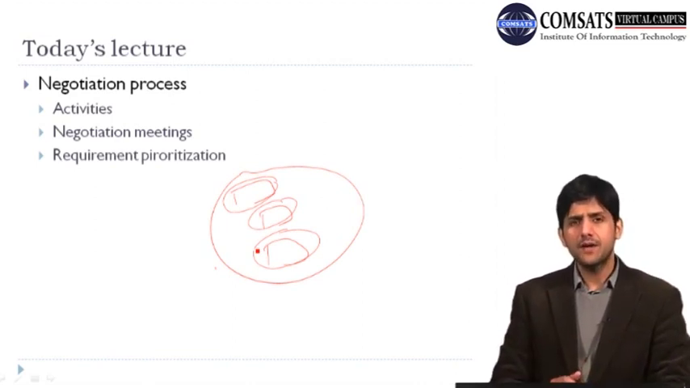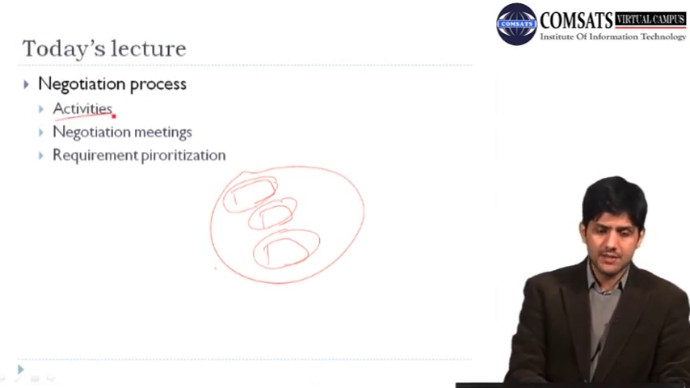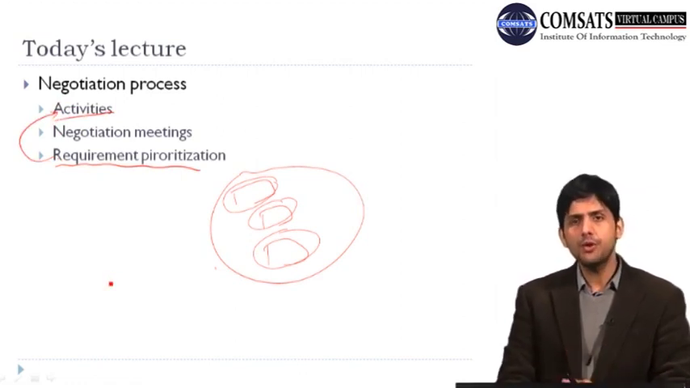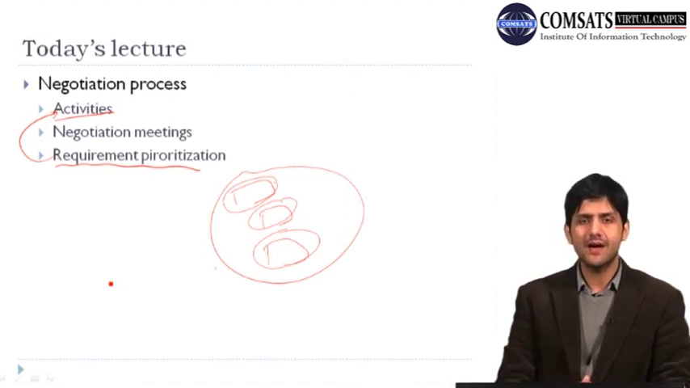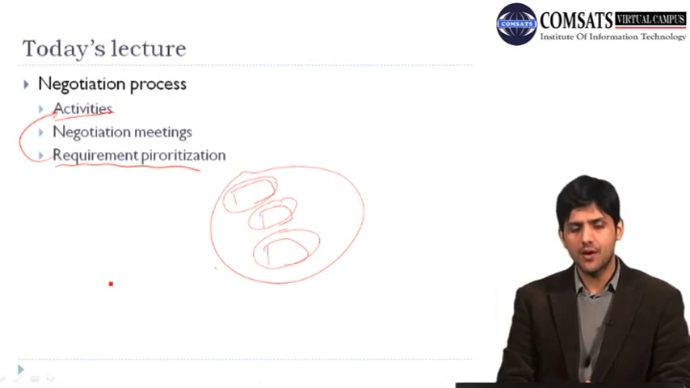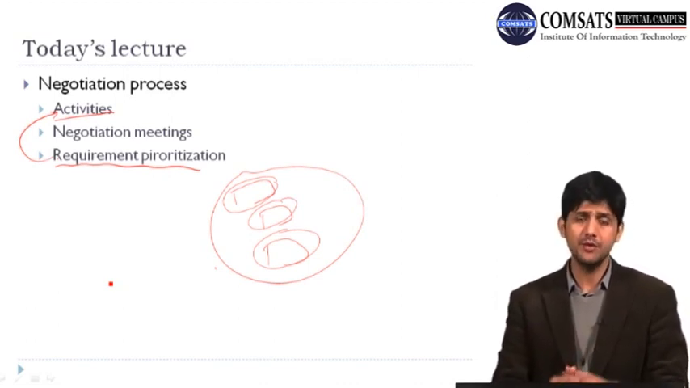Then finally, one of the activities of the negotiation process is requirement prioritization. It is one of the activities that we do during negotiation. So what we are going to talk about specifically is what requirement prioritization is and why it is important to prioritize requirements. Then we are going to also look at some of the techniques that are being proposed for prioritizing requirements.